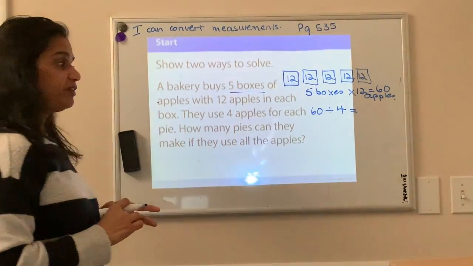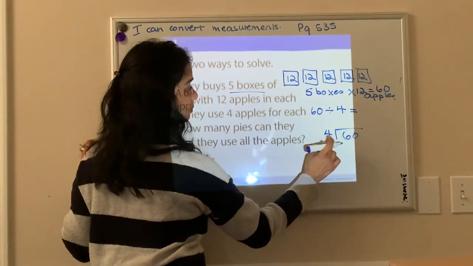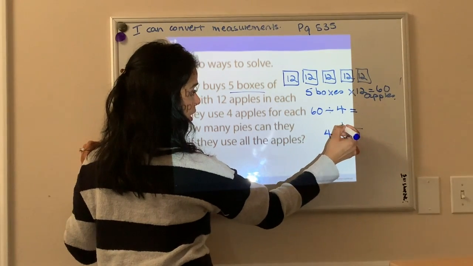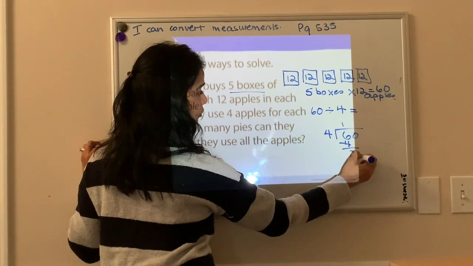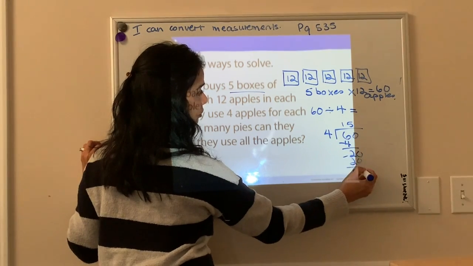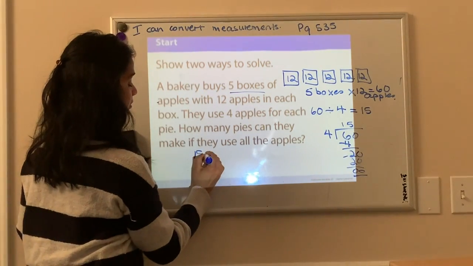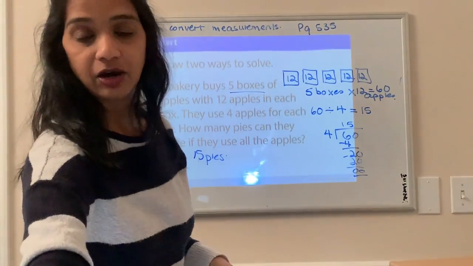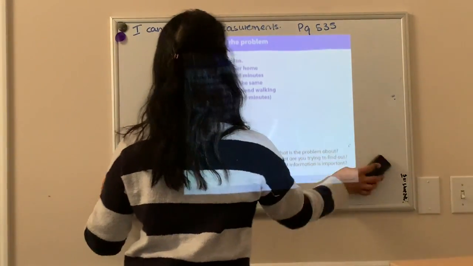Can we divide 60 by 4? Let's do it together. Okay, 4 is called the divisor, 60 is called the dividend. 4 into 6 is 1, 1 times 4 is 4 with a remainder. 6 minus 4 is 2, bring down 0, 4 into 20 is 5. 5 times 4 is 20, remainder 0. So 60 divided by 4 is 15. 15 pies. Okay, maybe you didn't do it the same way that I did, and you can share how you did it. All right?